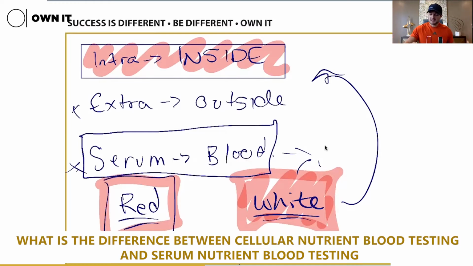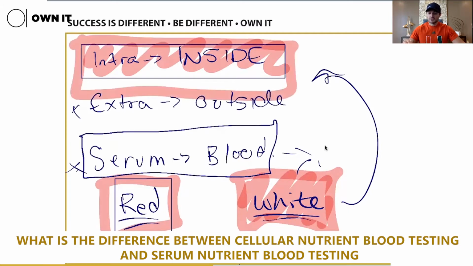Whereas our red blood cells simply have one purpose, which is to carry oxygen. And so we need to make sure that when we are getting tested, when we are looking at things to change the way we're feeling, that we focus on intracellular testing, intracellular micronutrient deficiency, and ultimately white blood cell health.